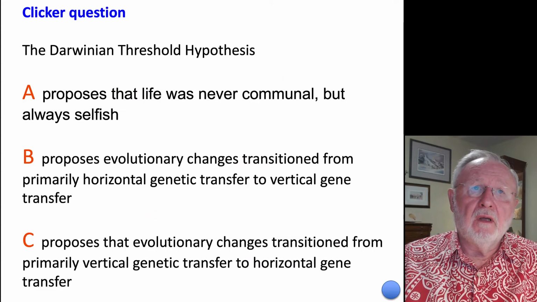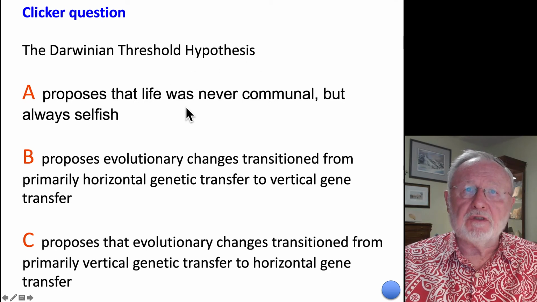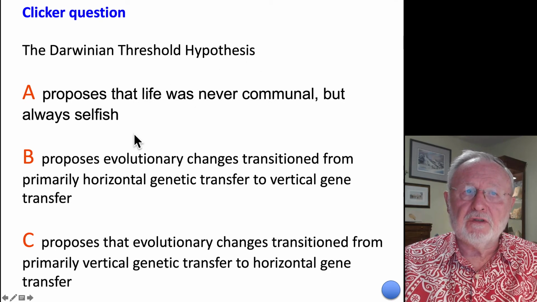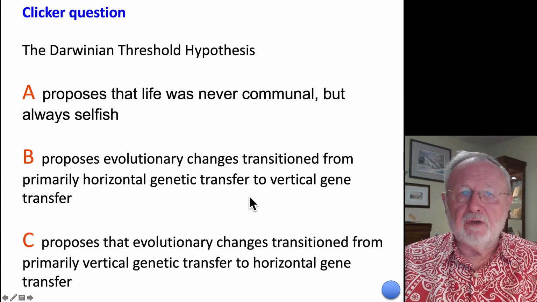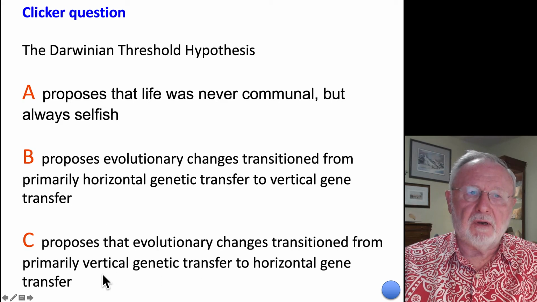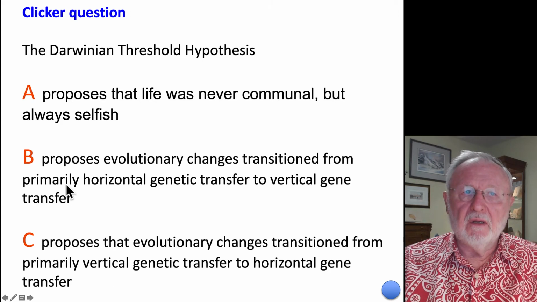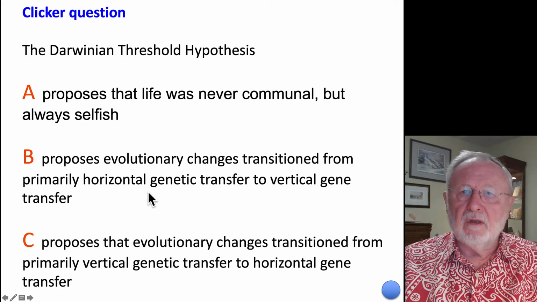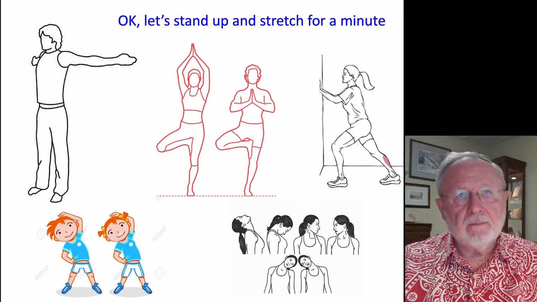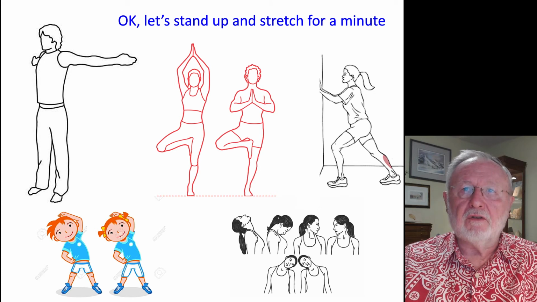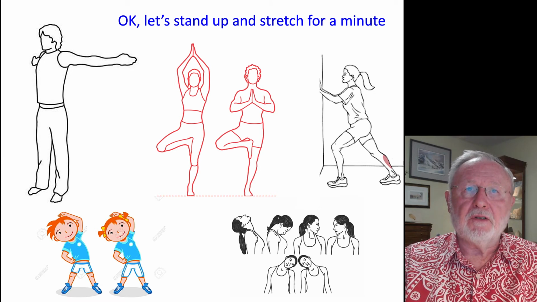Clicker question. The Darwinian hypothesis proposes that life was never communal but was always selfish, proposes that evolutionary changes transition from primarily horizontal to vertical gene transfer, or proposes that evolutionary changes transition from primarily vertical to horizontal gene transfer. The answer is B. It proposes that evolutionary changes transitioned from primarily horizontal to primarily vertical gene transfer. Okay, you can take a break if you'd like, but I'm going to continue.